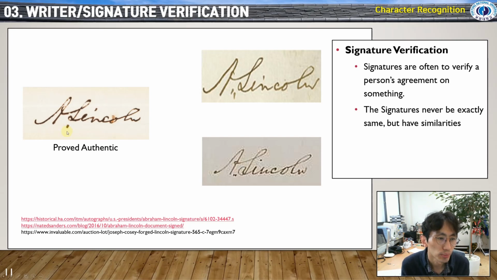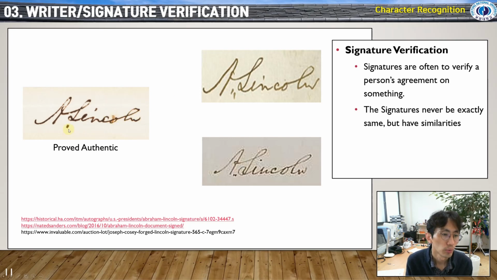This is the signature of Abraham Lincoln, and these two signatures are unknown signatures. I can argue that I got a signature of Abraham Lincoln, this is the real one. Another person also can bring a signature and say this is also the real signature of Abraham Lincoln. Then we need to compare the two signatures.